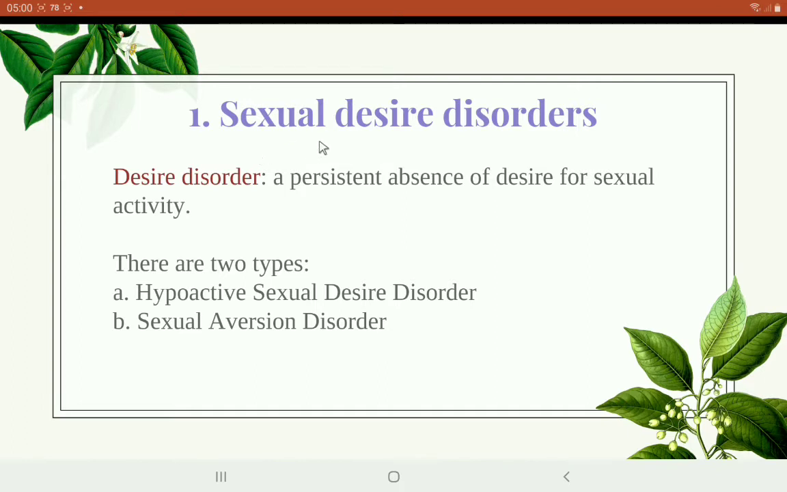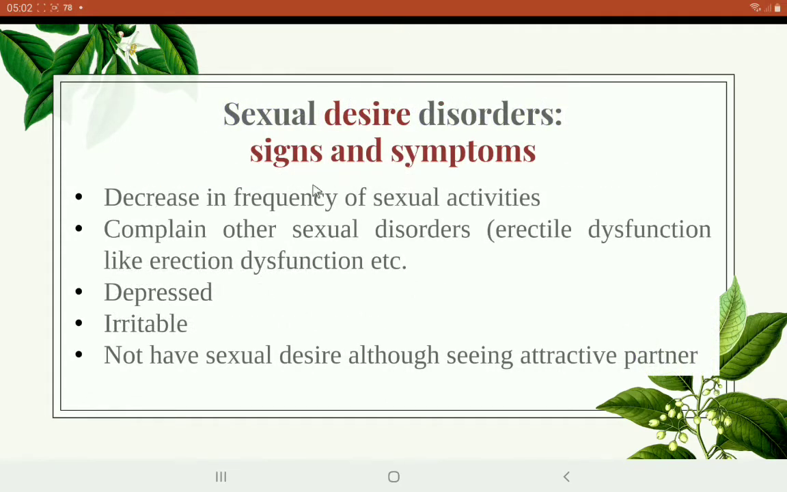First, we discuss sexual desire disorder. Desire disorder is a persistent absence of desire for sexual activity. There are two types. The first, hypoactive sexual desire disorder, and the second, sexual aversion disorder. Signs and symptoms of sexual desire disorder are decrease in frequency of sexual activities, complaint of other sexual disorders like erectile dysfunction, depression, irritability, and not having sexual desire although seeing an attractive partner.